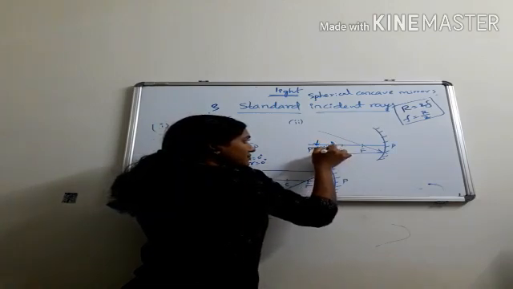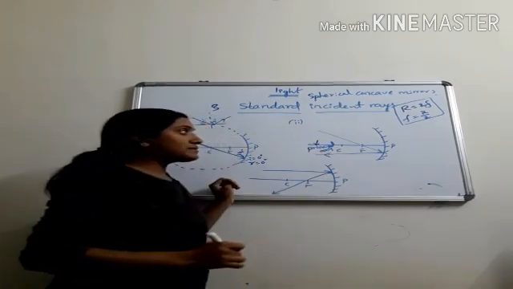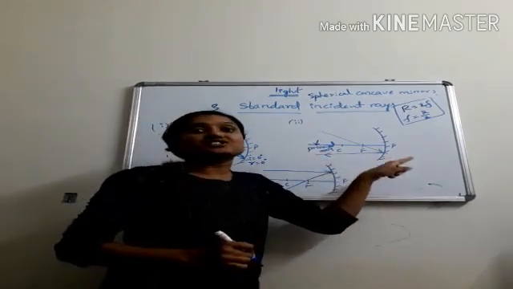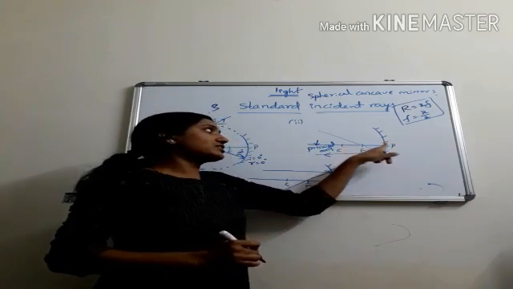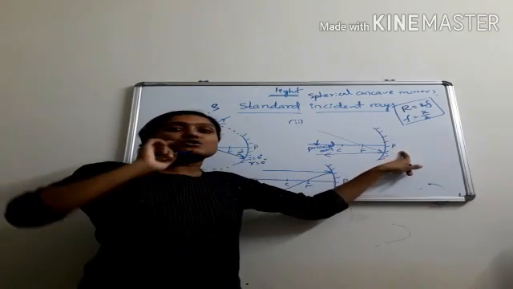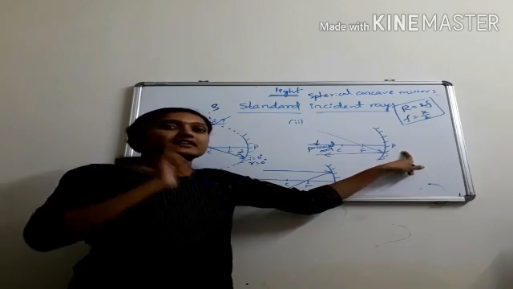What is the meaning of principal axis? The principal axis is an imaginary line passing through the center of curvature and the pole of the mirror. Many students repeatedly get confused about this.